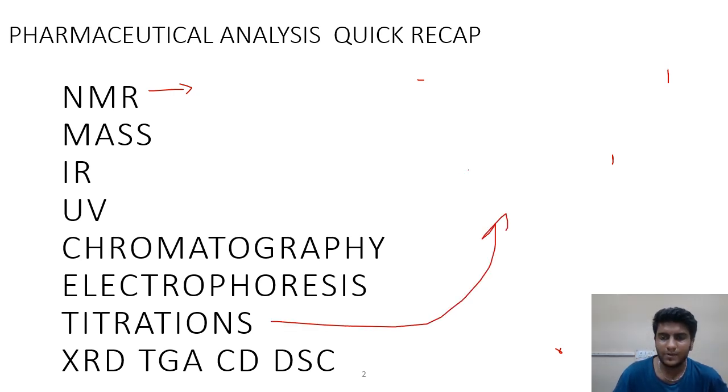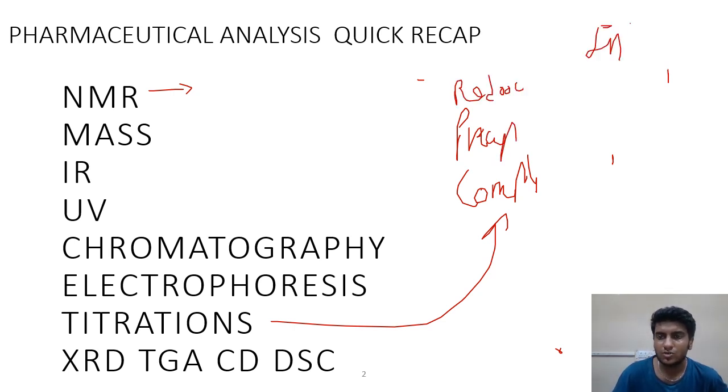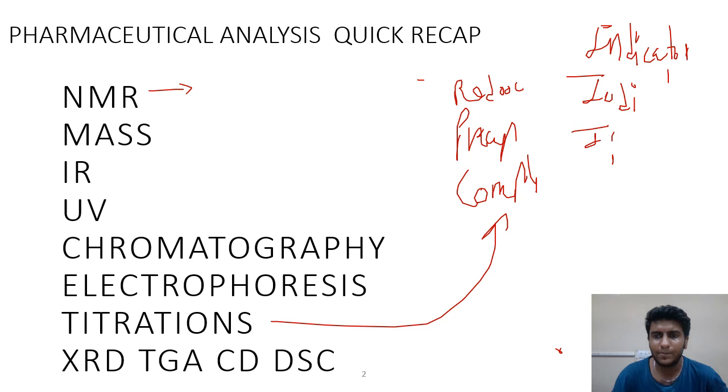When I talk about titrations, you need to know the different titration types: complexometry, precipitation, acid base, and redox. In acid base titrations you have different indicators used. Which indicator gives color at which pH? We have thymol blue, methyl red, methyl orange, phenolphthalein, and other indicators that are very frequently used. In redox titration we have iodometry, iodimetry, bromatometry, permanganometry, cerimetry, and dichrometry.